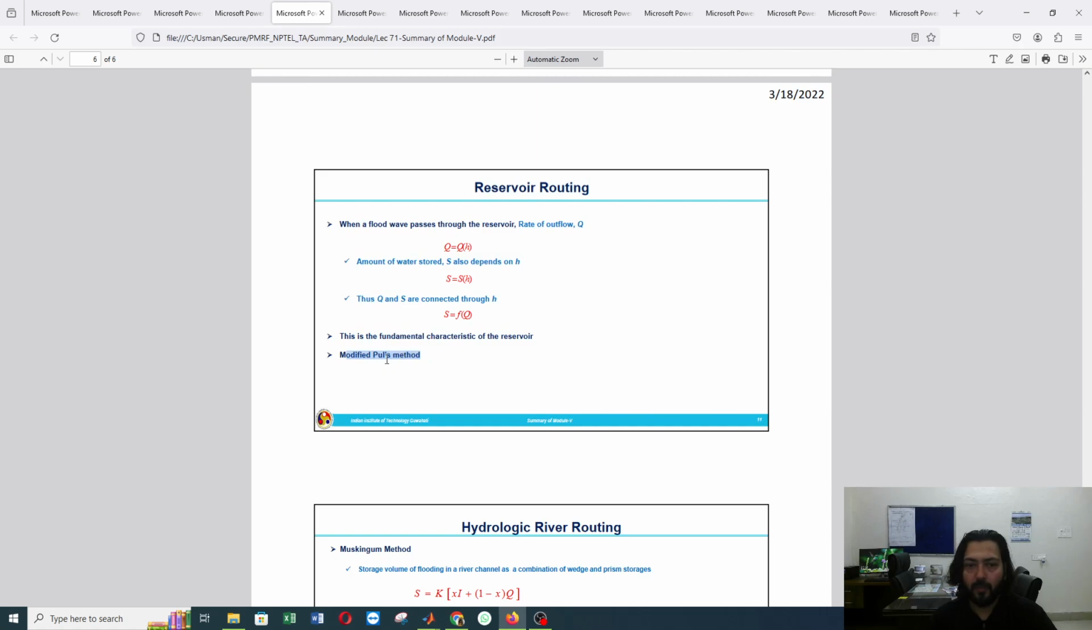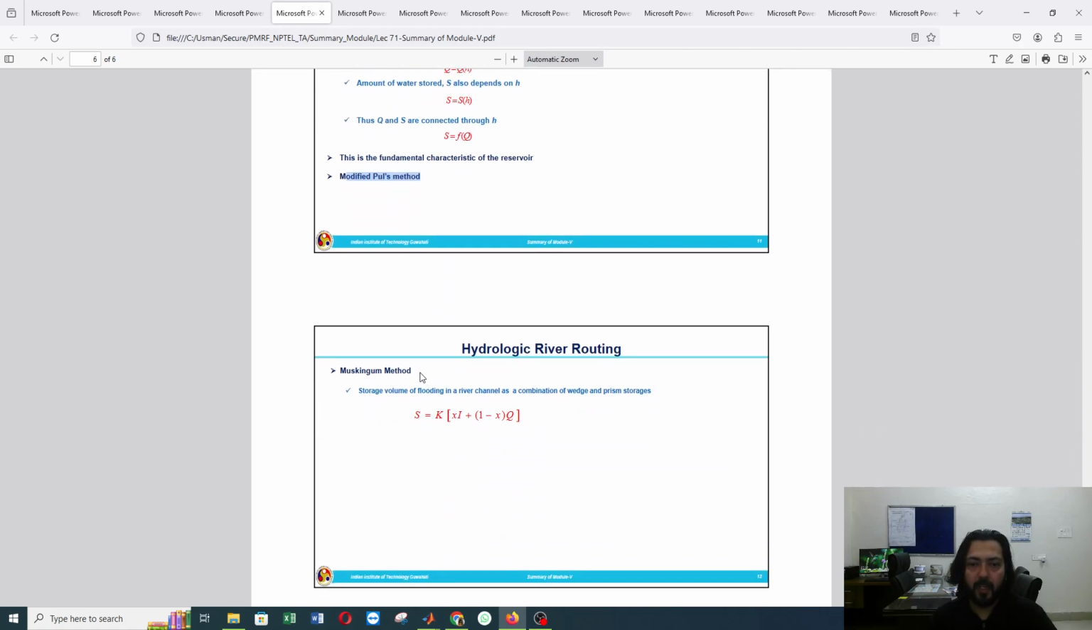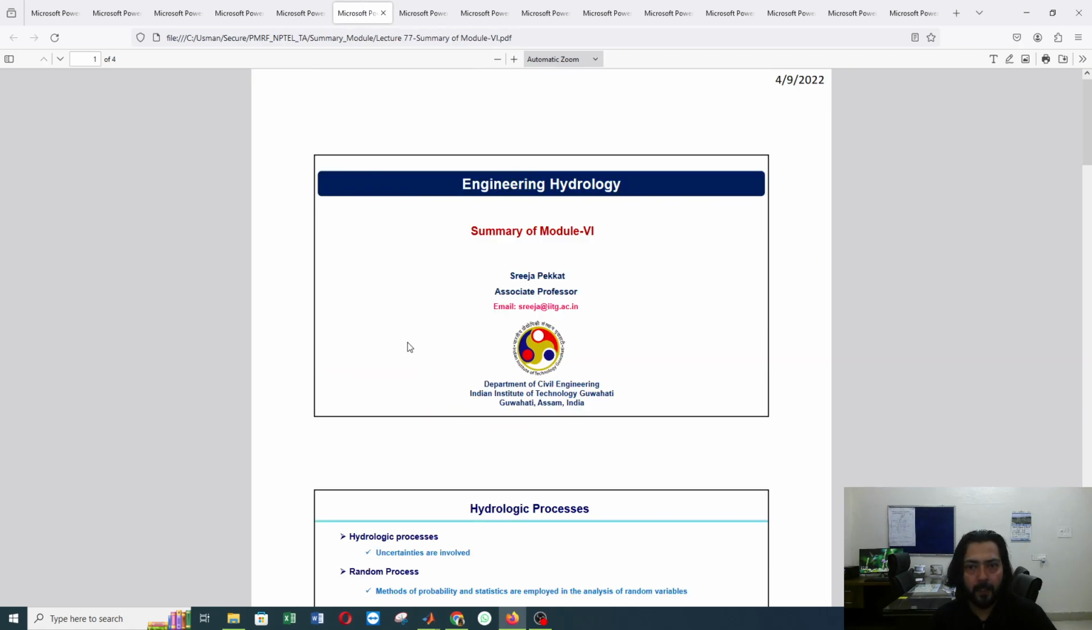So I would suggest you go and revise the numericals based on the modified Puls method. And similarly, for river routing, another important approach was the Muskingum method. So the numericals based on the modified Puls and Muskingum methods are important from an examination point of view. Then we started exploring the sixth module, which was all about probability, right?